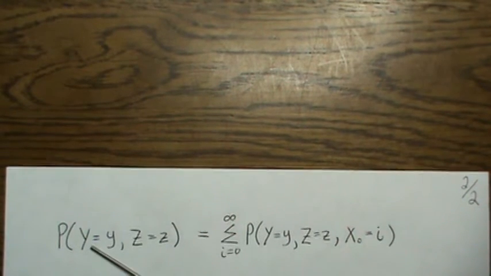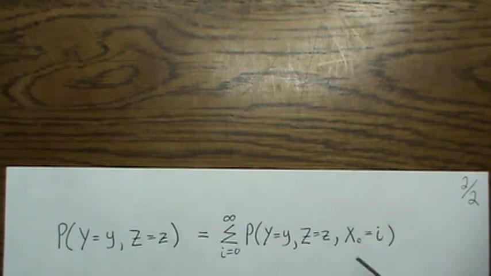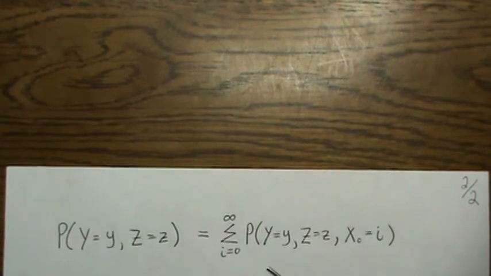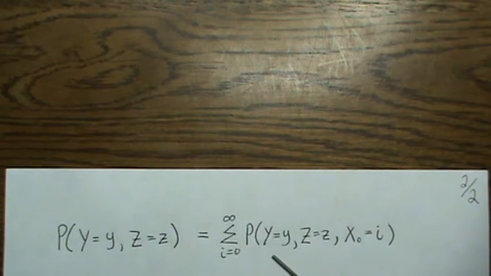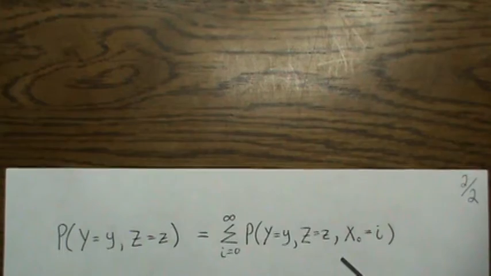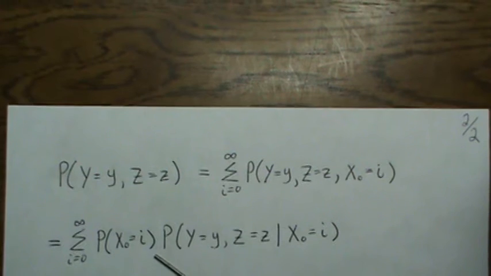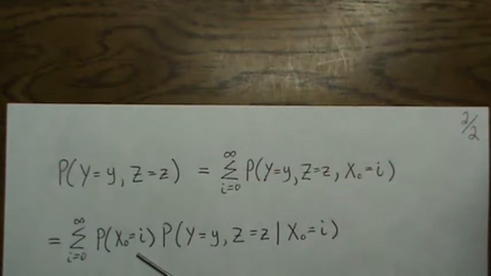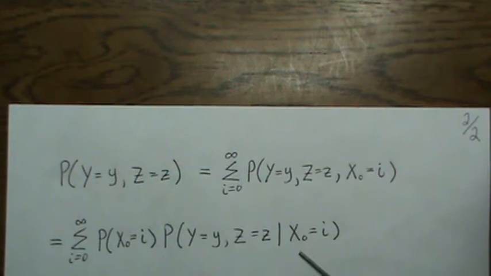So here we have the probability that y and z equal little y and little z. And a trick that I like to do is we introduce a third variable and then sum it over all the possible values. So x0 is a Poisson, and it goes from 0 to infinity. So these two probabilities don't change. Because it's a joint probability, we can write it as a conditional probability times the probability that x0 is equal to i. And again, we're going from 0 to infinity.